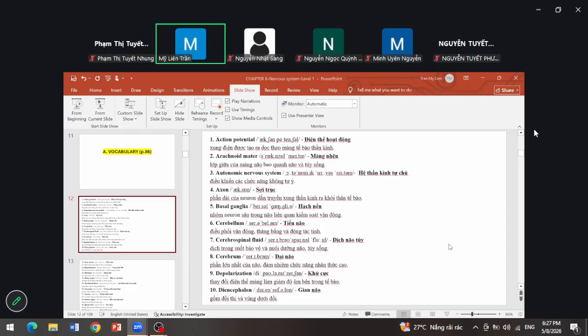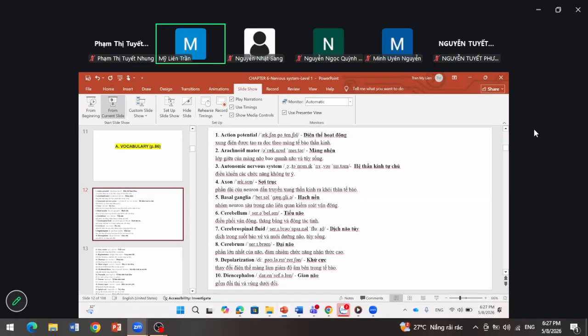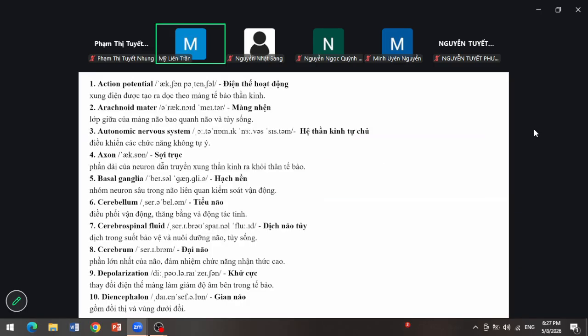1. Action potential, an electrical impulse generated along a neuron's membrane. 2. Arachnoid mater, the middle layer of the meninges surrounding the brain and spinal cord. 3. Autonomic nervous system, the part of the nervous system that controls involuntary body functions. 4. Axon, the long fiber of a neuron that conducts impulses away from the cell body. 5. Basal ganglia, clusters of neurons deep within the brain involved in movement control. 6. Cerebellum, the brain region responsible for coordination, balance, and fine motor movement. 7. Cerebrospinal fluid, a clear fluid that cushions, nourishes, and protects the brain and spinal cord.